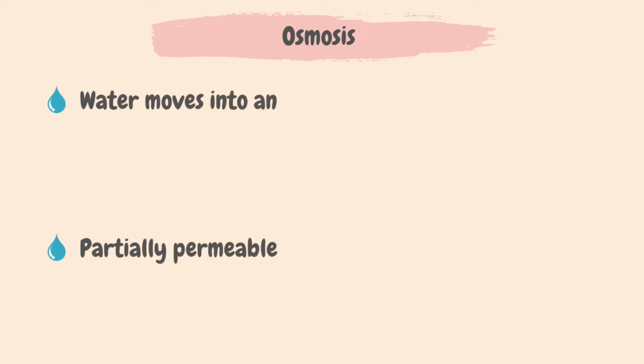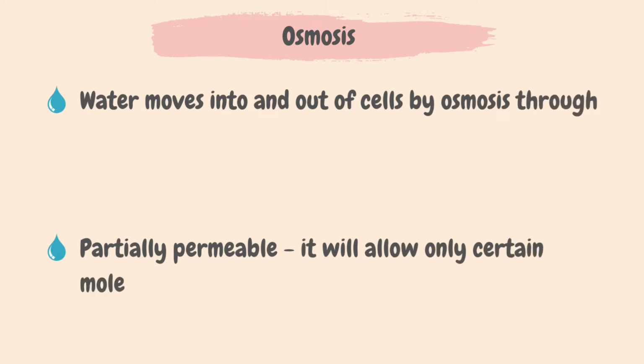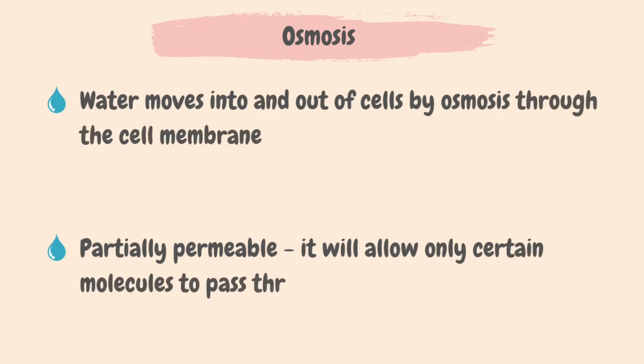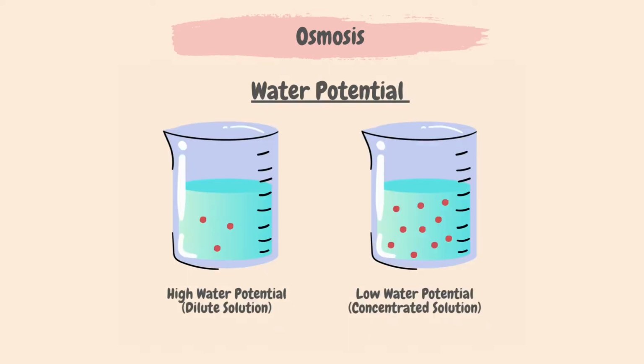So water moves into and out of cells through the cell membrane, which is partially permeable. This process is called osmosis. Partially permeable means that it will allow only certain molecules or ions to pass through it.